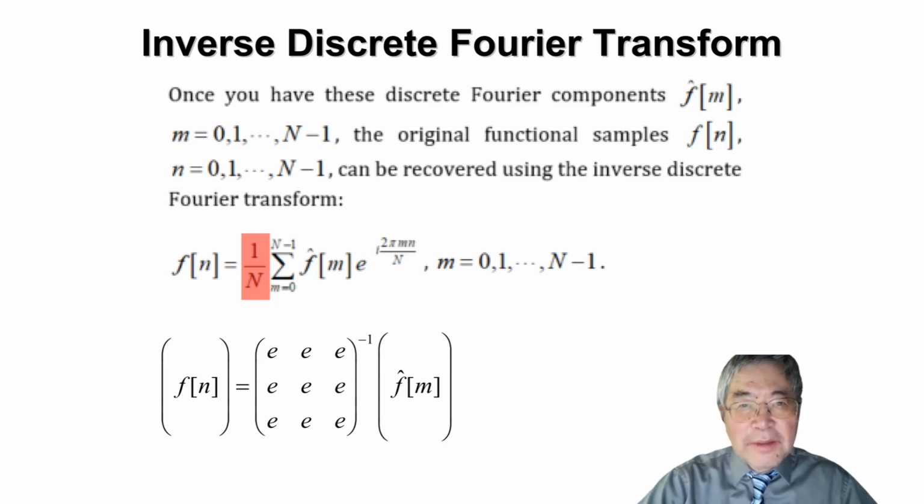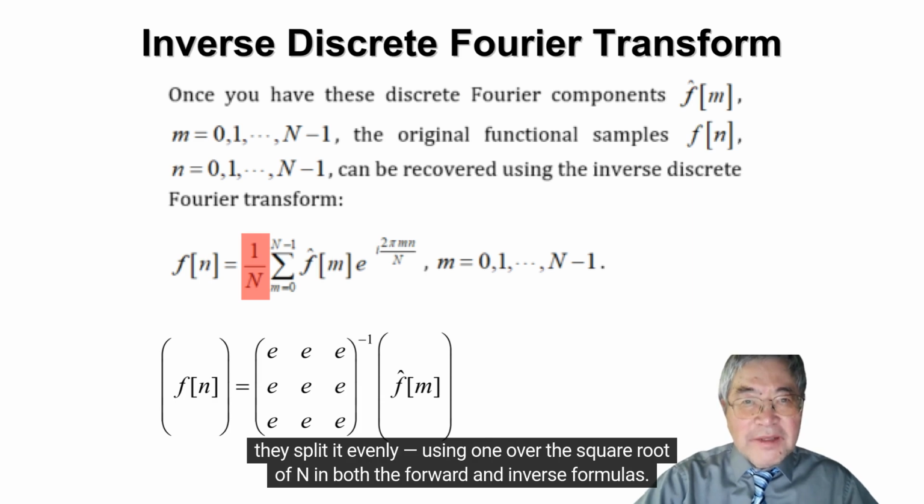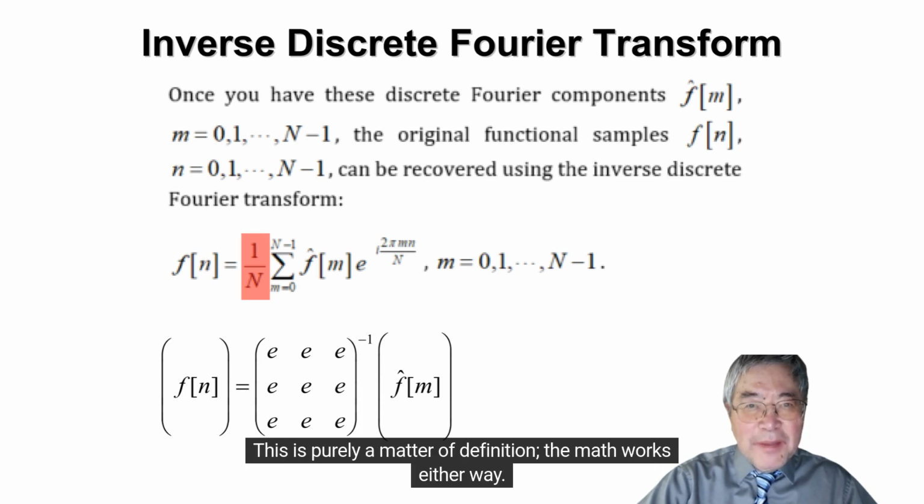Some people prefer a symmetric version. Instead of putting all the scaling in the inverse transform, they split it evenly, using 1 over the square root of N in both the forward and inverse formulas. This is purely a matter of definition. The math works either way.